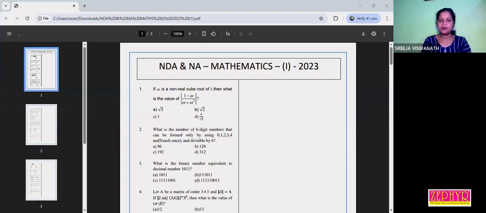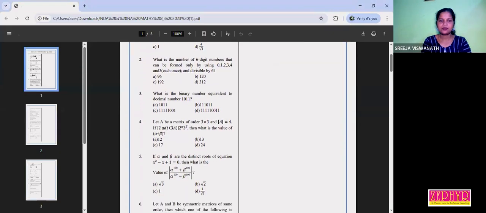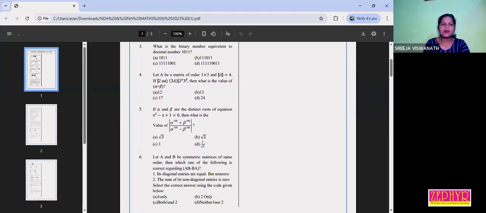Question number 4. Let A be a 3 by 3 matrix, determinant A is 4, and determinant of 2 into adjoint 3A equals 2 raised to alpha into 3 raised to beta. Then the value of alpha plus beta. This is also something we discussed in the previous class. The two properties: what is determinant kA? How to find determinant kA?